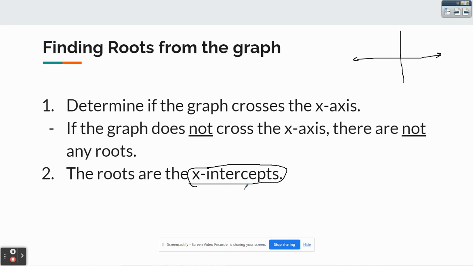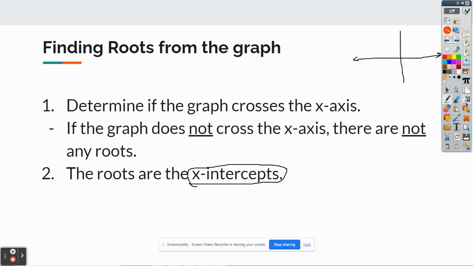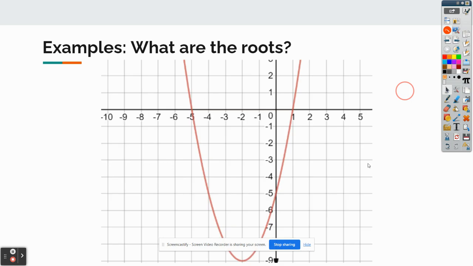All right, so all we have to do is figure out where the graph's crossing the x-axis. Those are considered the roots of the function. Those are also considered the solutions of the function, and that's all we really need to know. So let's go on to here. So it says, what are the roots? Well, first of all, let's see. Does this thing cross the x-axis? And the answer is yes, and it crosses the x-axis at two different points. So this one right here and this one right here.